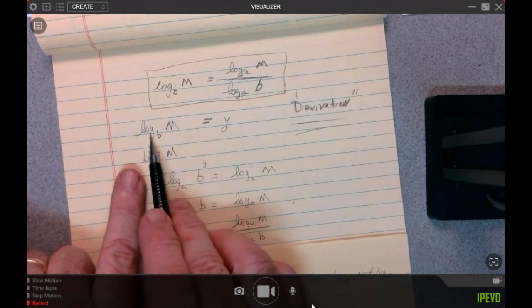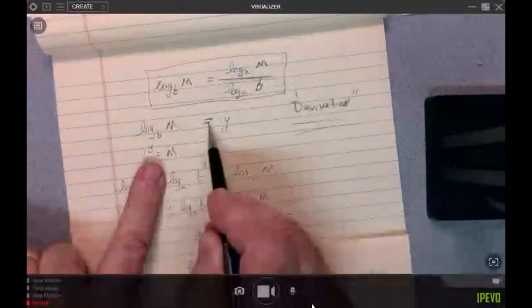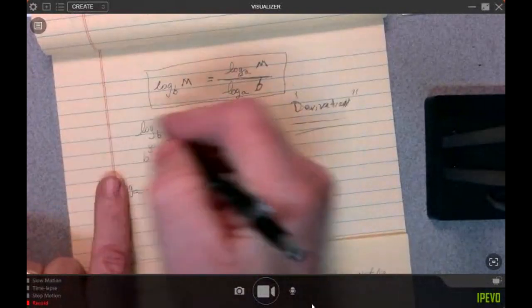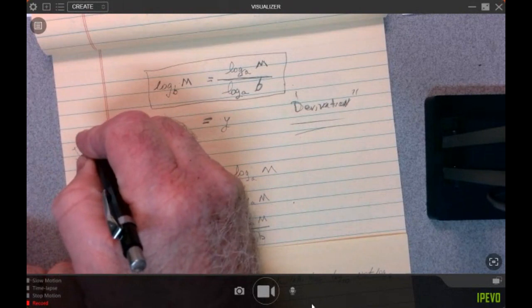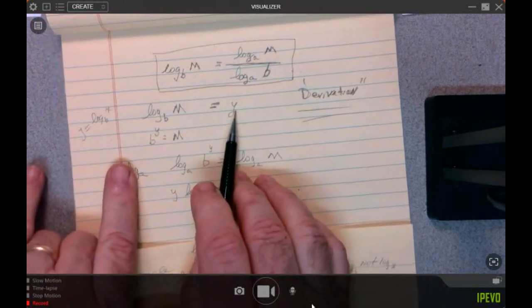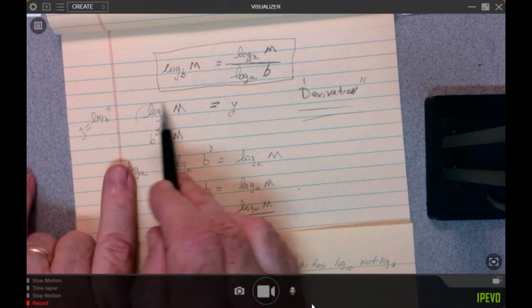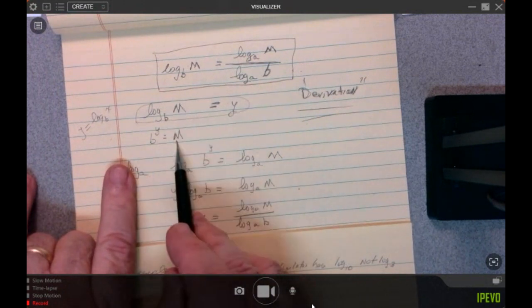So I just said, well, what's log to the base b of m? Well, it's equal to y. Remember, the general formula for these logarithms is, y is equal to log to the base b of x. And so I'm just saying this is y. Now, I can rewrite this in exponential form. b to the y equals m.